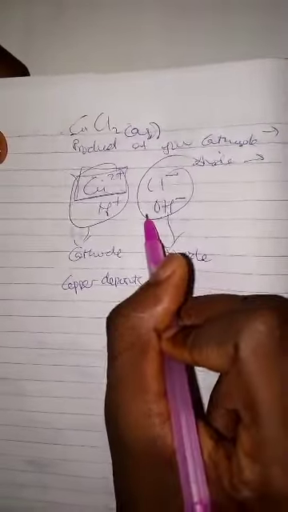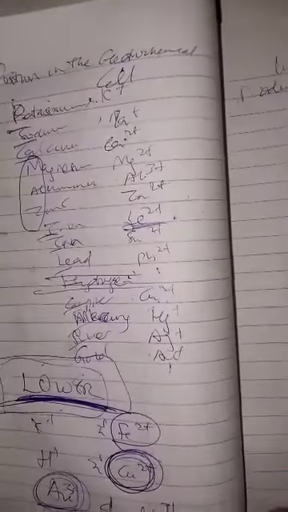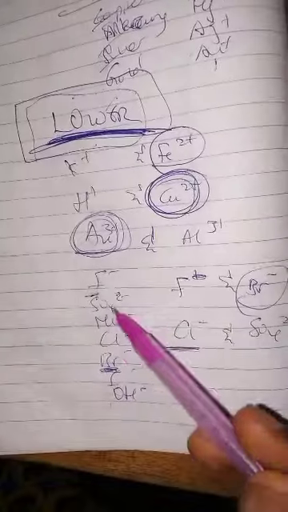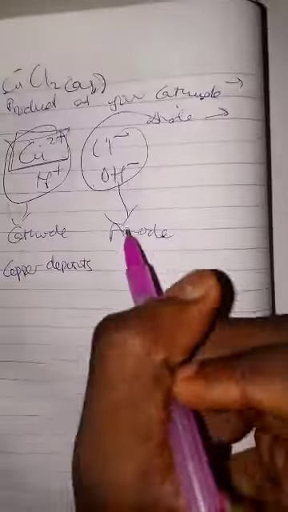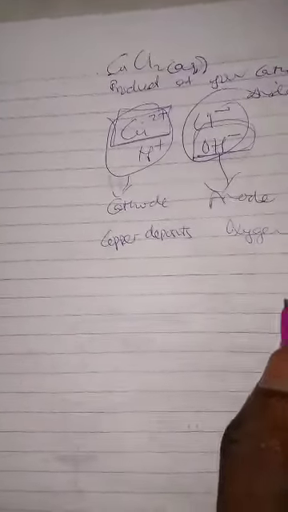Let's check the other one. Anode. You have OH-, you have Cl-. OH-, Cl-. This is it. OH-, then you have Cl-. Which one is lower? OH-. So OH- will be discharged, then what will be your product formed? Oxygen gas. You get it now? So that's just that. Should we try another one? Yes. Let's take another question now.